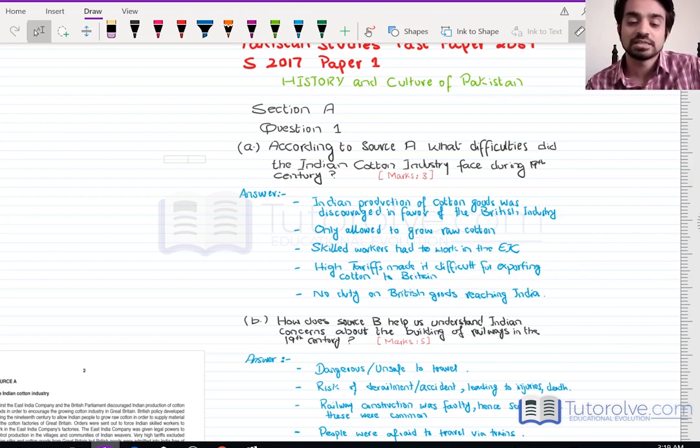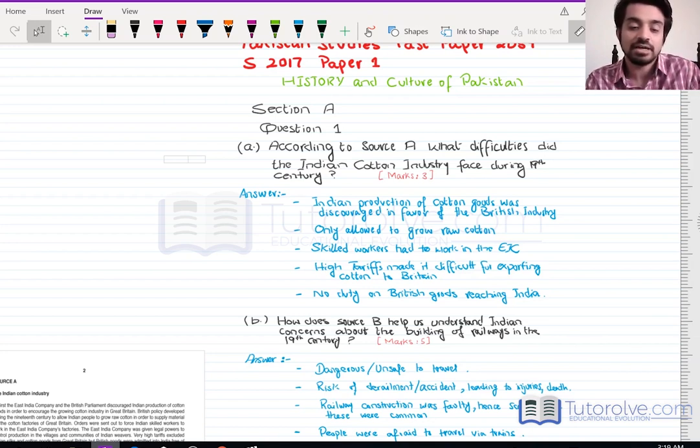Skilled workers who knew how to produce cotton were then transferred to the East India Company, and because of that a lot of skilled labor was taken away from the Indian population. So therefore the cotton industry of India was hampered greatly because of that.